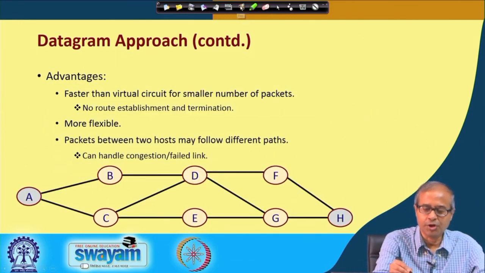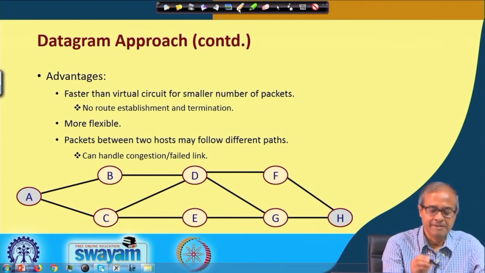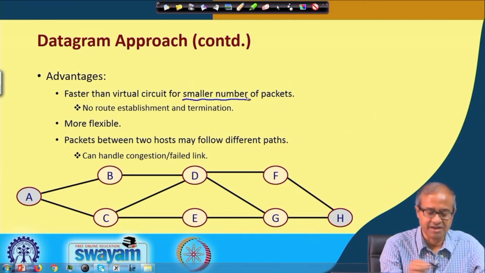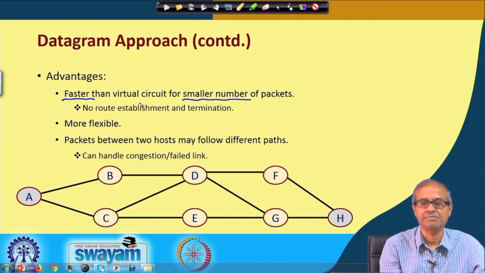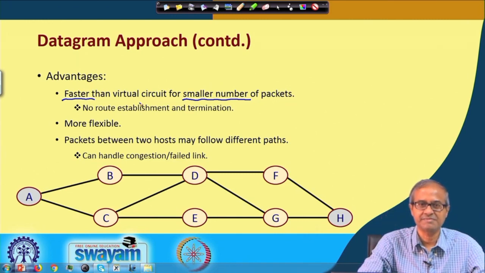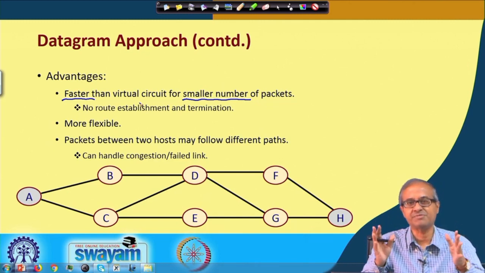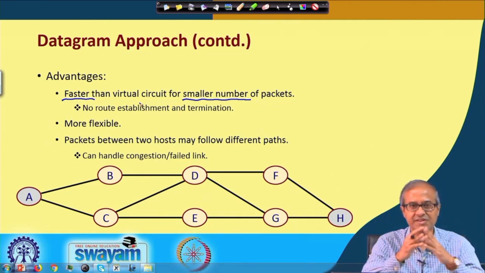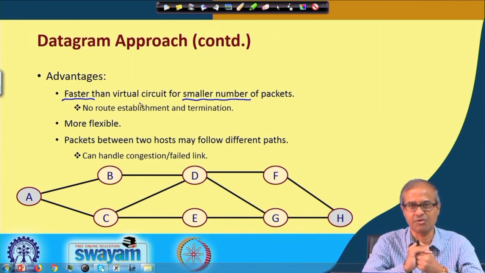Now, talking about the advantages of the datagram approach, the first thing is that if the number of packets is not very large, this will be faster than the virtual circuit approach, because in the virtual circuit approach there is an initial overhead of connection establishment, but once the connection establishment is over, packet transmission will be very fast. So, if there are a large number of packets, then virtual circuit can be faster overall.